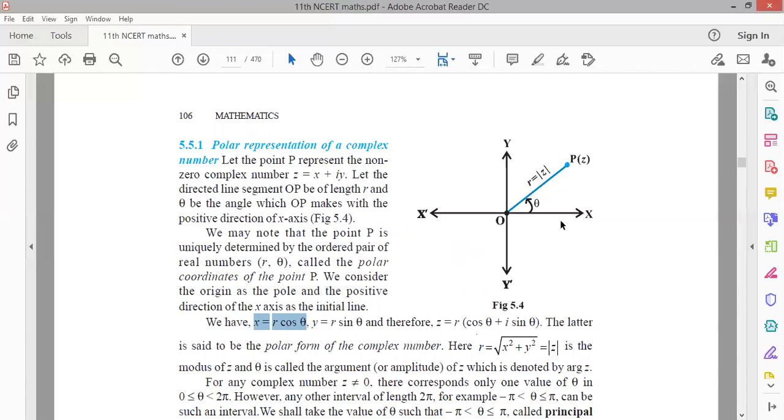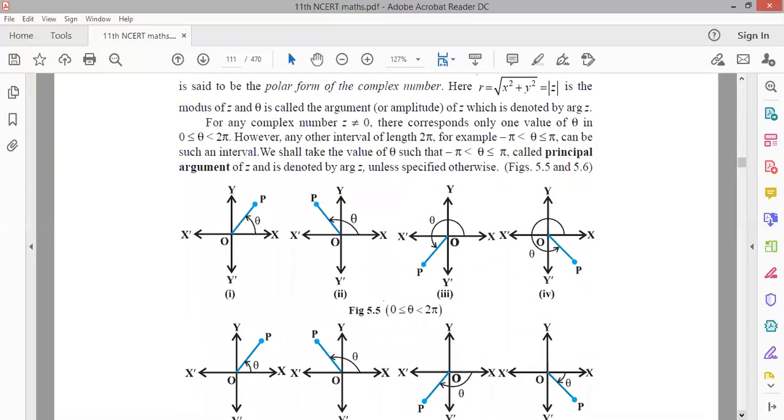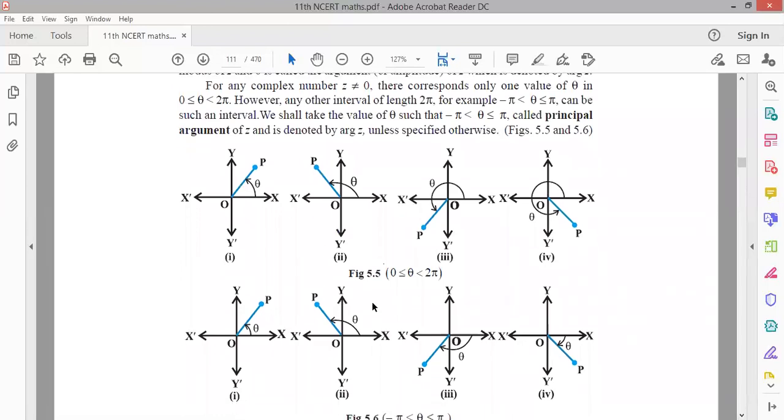Similarly, y can be defined as r sin theta, because sin theta is perpendicular divided by hypotenuse. So y is equal to r sin theta. If we put this x and y in the given complex number z equals x plus iy, we see that z is equal to r times cos theta plus i times sin theta. In the different quadrants, you can take this accordingly.